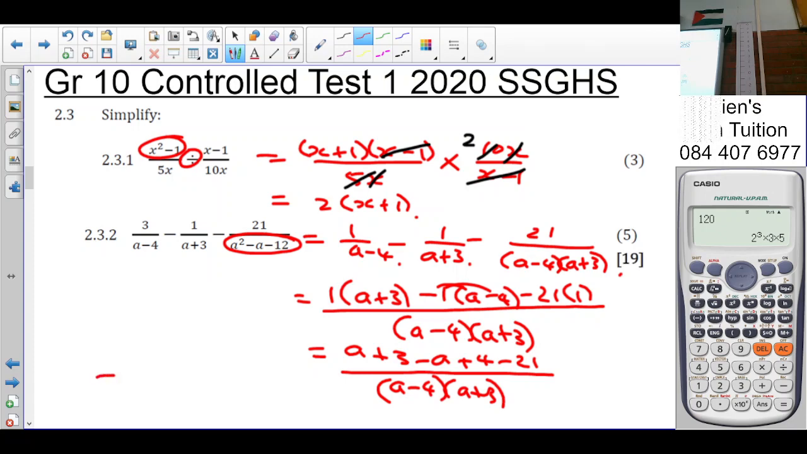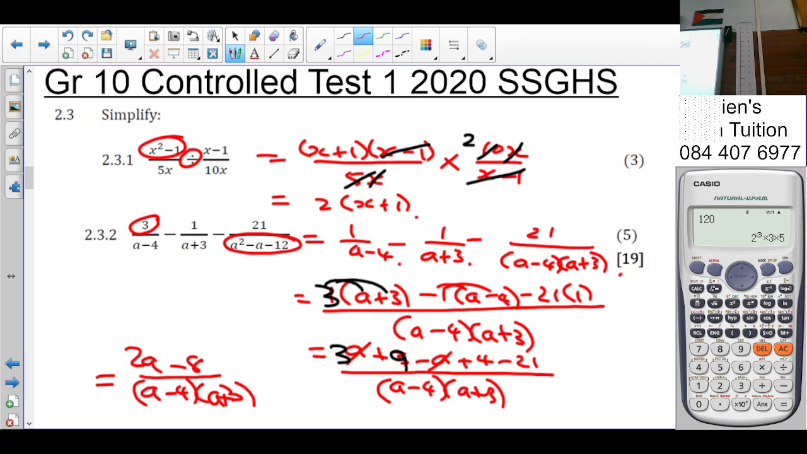So what do we do from here? We add up like terms. Yes, what's the thing? A 3. Oh, is this a 3? Sorry, I wrote the 1. So it's going to be 3a plus 9. Thank you. So 3a minus a gives you 2a. 9 plus 4 is 13. Now 13 minus 21 is negative 8, over a minus 4, a plus 3.